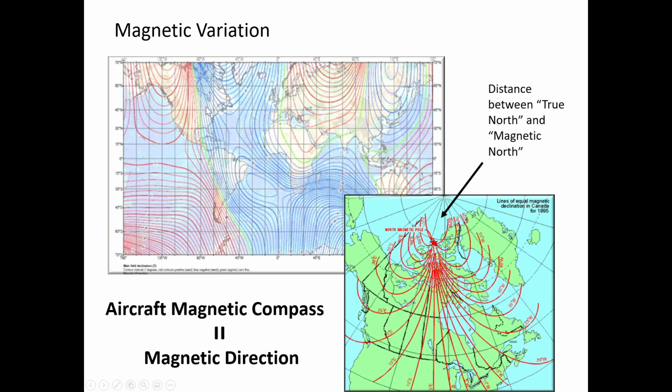If you're off to the right, you've got an easterly magnetic variation, and if you're off to the left here in the red, you've got a westerly magnetic variation. So we're going to use this magnetic variation, which again is the difference between our true north reference system and our magnetic reference system. We're going to use that to convert our true course to our magnetic course so that we can use our magnetic compass in the airplane.